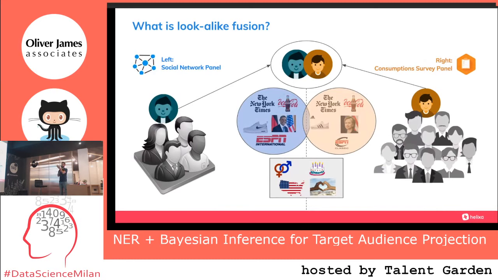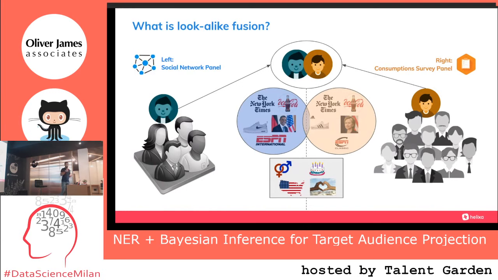The lookalike fusion consists in picking two data sets. In this example, on the left we have a panel of social network users, and on the right a panel of consumption survey, the people you ask questions. On the left you have the people you're crawling from some social network. Then you pick one individual from each panel and group all the individuals from both sides by common demographics, because you never want to match a woman living in California with a man living in New York. You never want to mismatch demographics. So you group them by common demographics, and then you link them based on common interests.